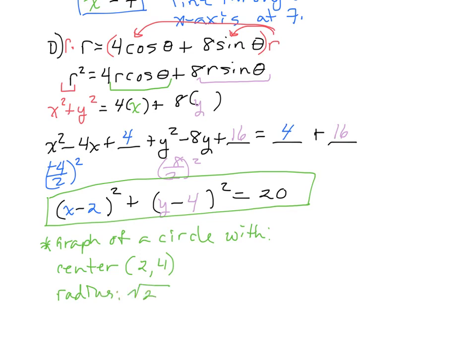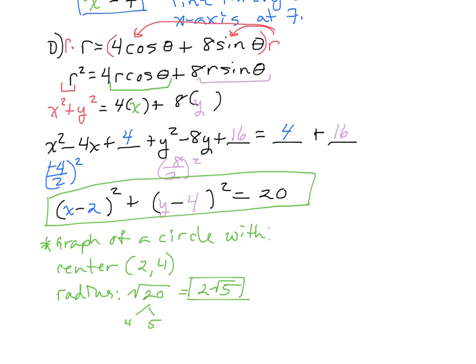Well, you take the square root of 20. What's the square root of 20? Simplified. Yeah, so this is 4 times 5, so it's 2 rad 5. Totally doable, right? Maybe. All right, then the last one we're going to do is E.